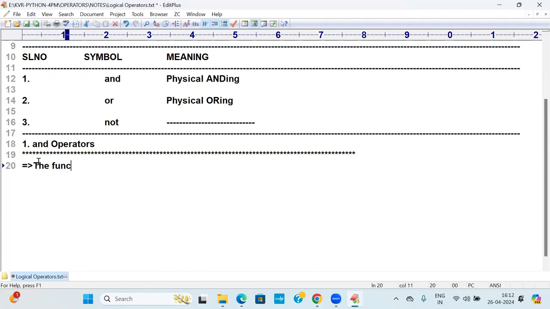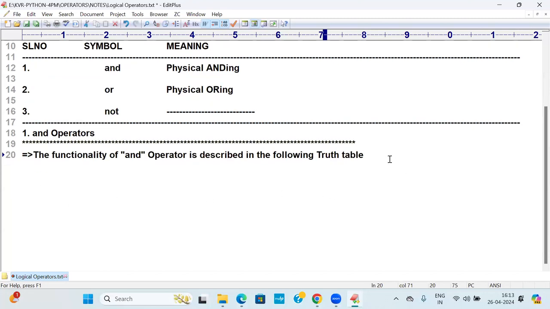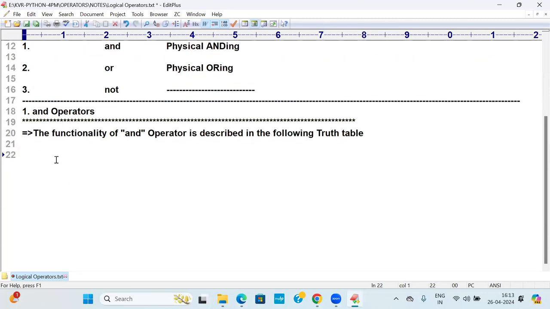Here the functionality of the and operator I'm showing in the form of a table. The functionality of the and operator is described in the following table. In the following table, that we call as what? Truth table. So this truth table I'm going to discuss.